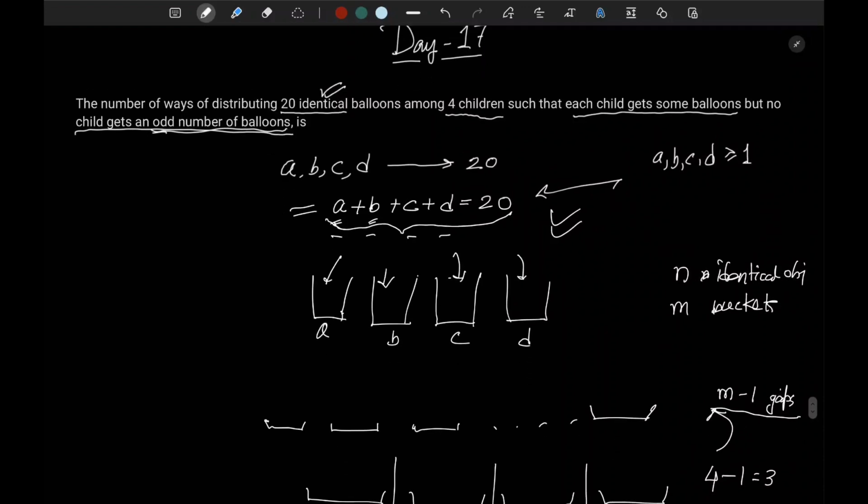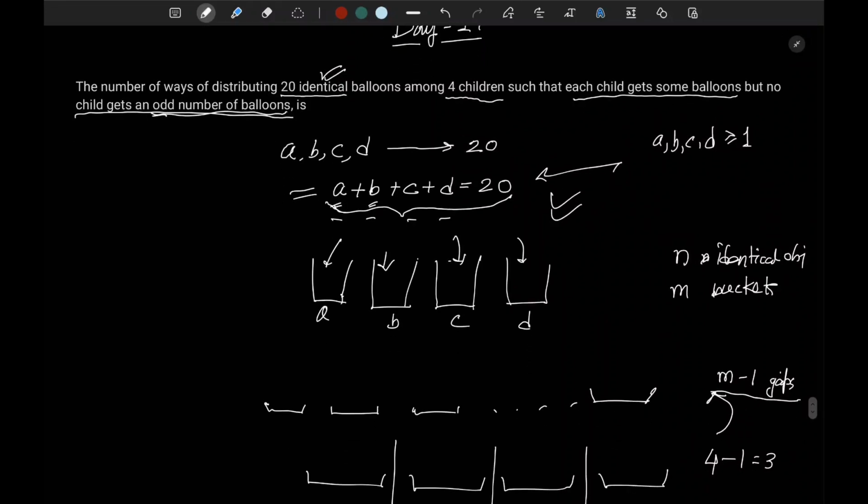The question asked us the number of ways of distributing 20 identical balloons among 4 children. So the number of ways is 84.